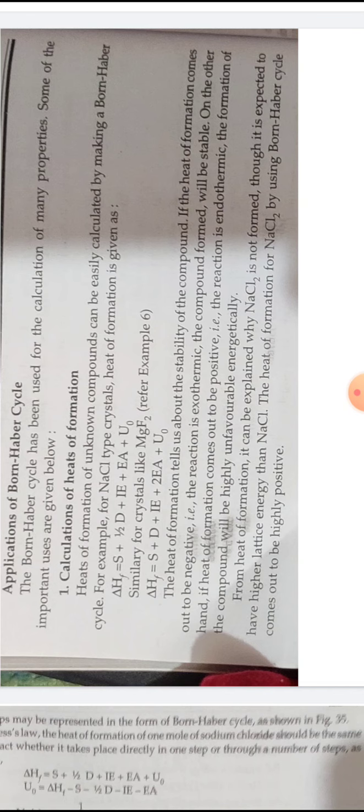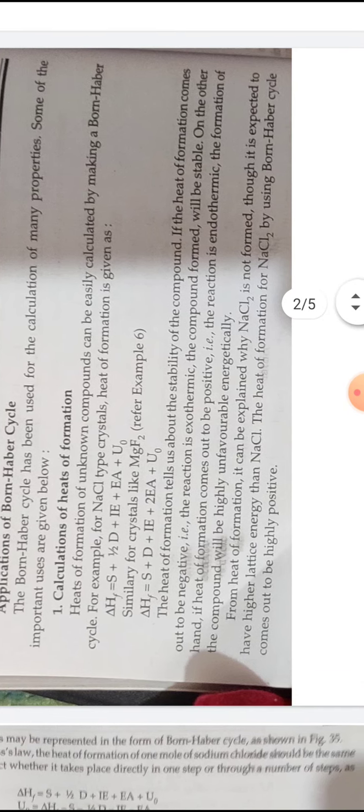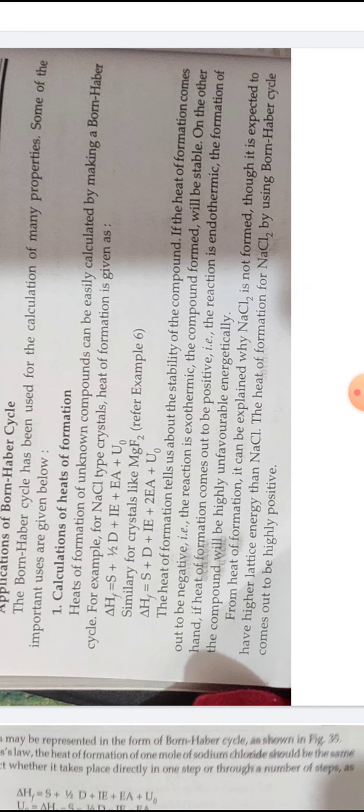Then we can calculate delta HF, that is heat of formation, and the heat of formation tells us about the stability of the compound. If the heat of formation comes out to be negative, the reaction is exothermic, that is, the compound formed will be stable. And if the heat of formation comes out to be positive, then the reaction is endothermic, that is, formation of the compound will be highly unfavorable energetically. From heat of formation, it can be explained why NaCl2 is not formed, though it is expected to have higher lattice energy than NaCl. The heat of formation for NaCl2 by using Born-Haber cycle comes out to be highly positive. So NaCl2 cannot be formed.